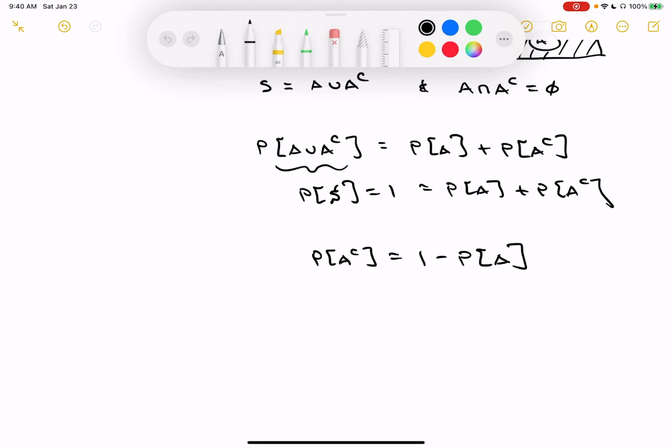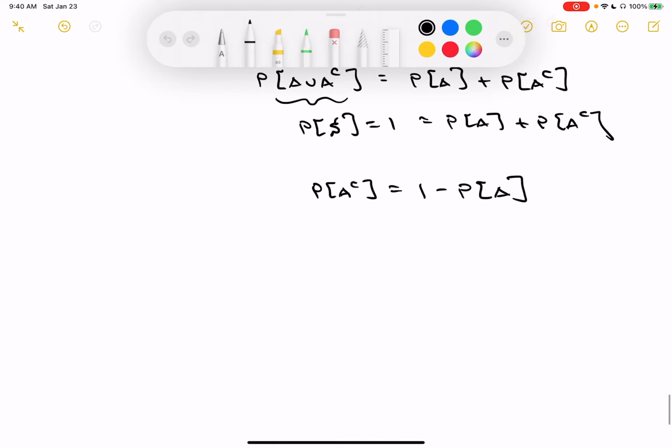Why is something like this useful? Well, oftentimes it's easier to compute a complementary probability than the probability of some event. And so if I'm interested in probability A, but it's a lot easier to compute probability A complement, find probability A complement and just back out your probability A through this consequence of the axioms that P(A complement) equals 1 minus P(A), something along those lines.